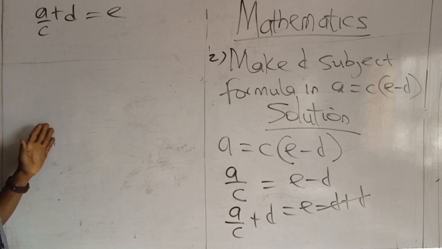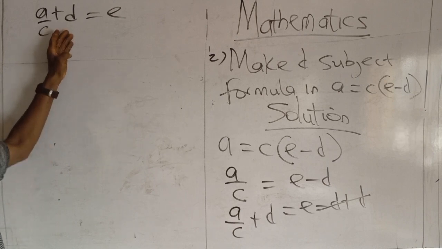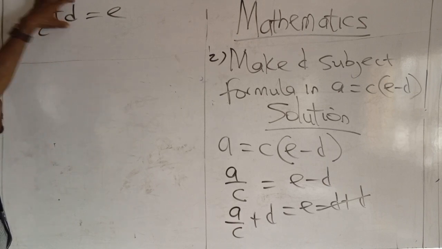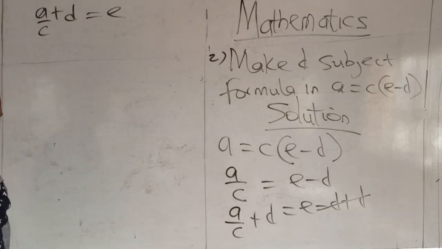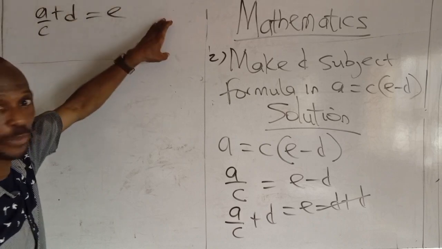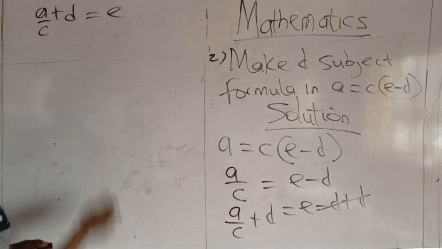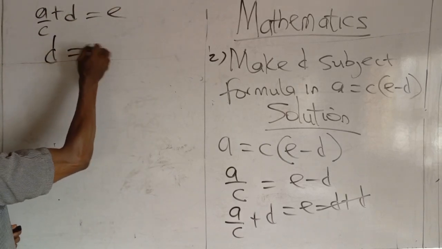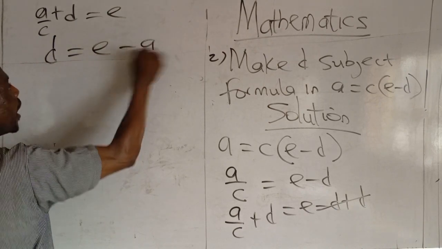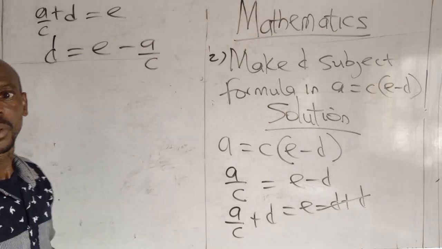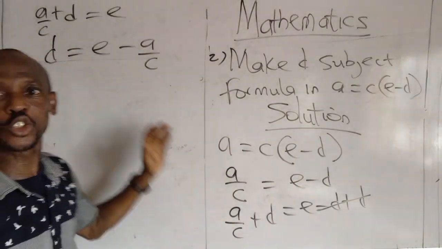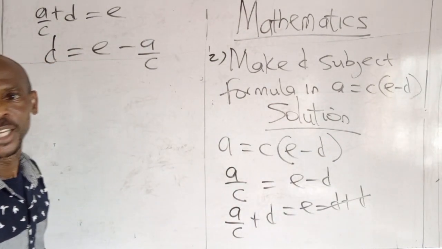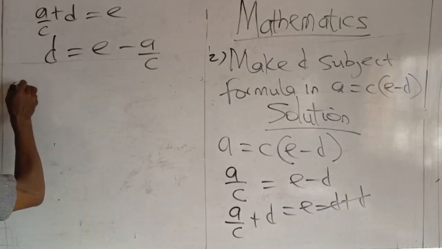Because it's equal to E now, we are going to look for our D. Our A over C will now move to the other side of the equation, and when it moves to the other side, it becomes minus. So our D becomes equal to E minus A all over C. So we have made our D the subject of the formula. We are going to look at another example.